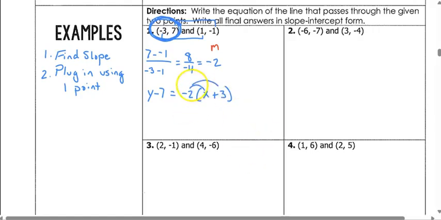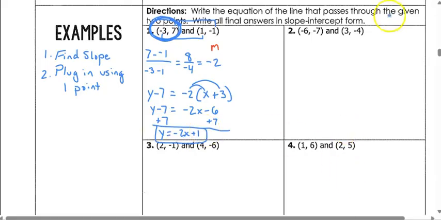All right, then just like we did last class, we're going to distribute. So I would have -2x minus 6, and then I'm going to add 7 to get y by itself, and that leaves me with y equals -2x plus 1, and that would be my equation.